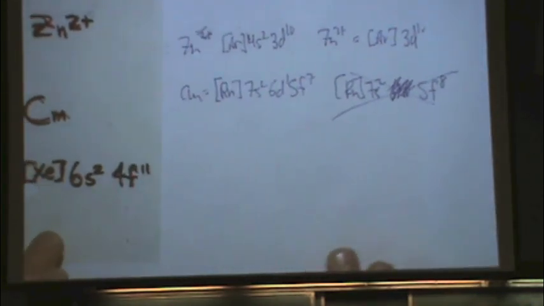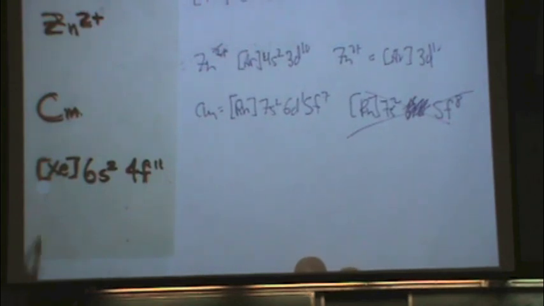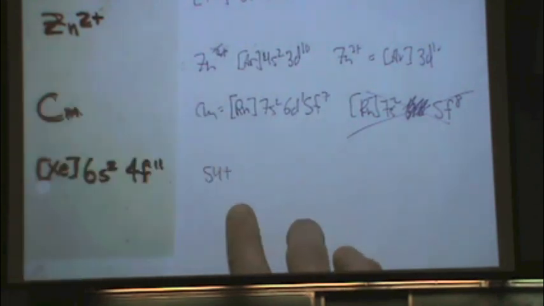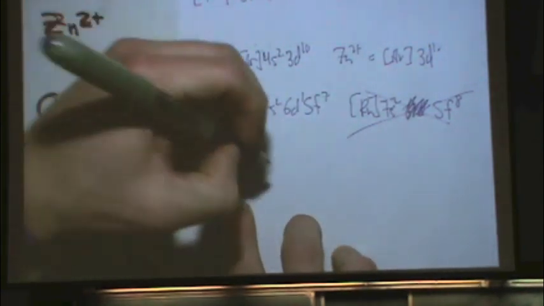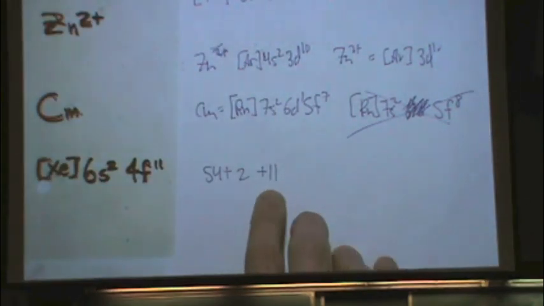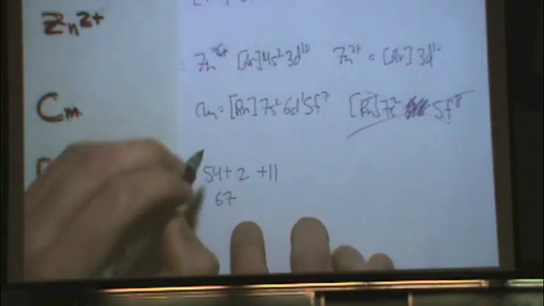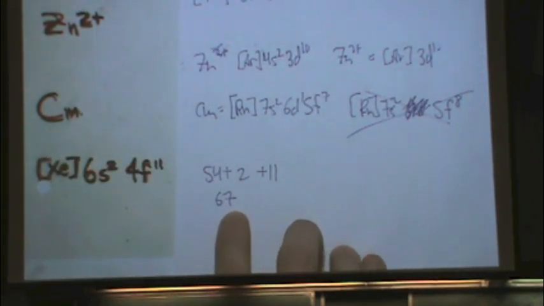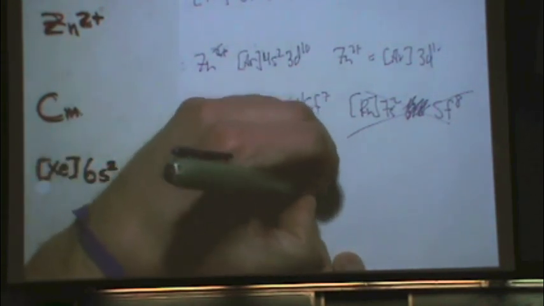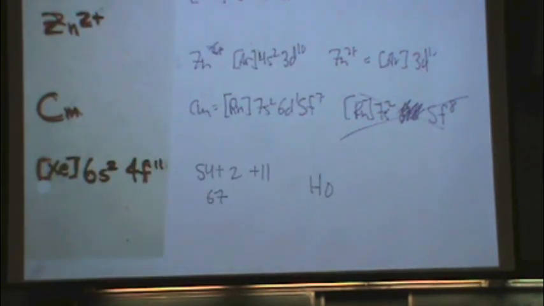All right, last one, then we'll have a break. What is the electron configuration of this? The easiest way to do it is count electrons. So xenon has 54. We have 2 from the S, and we have 11 from the F. So that's 13 plus 54 would be 67. So 67 electrons. Which one has 67 electrons? Ho.